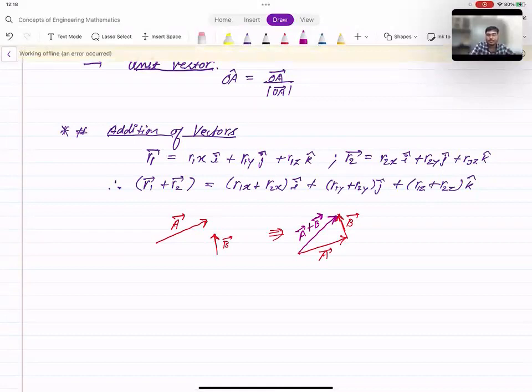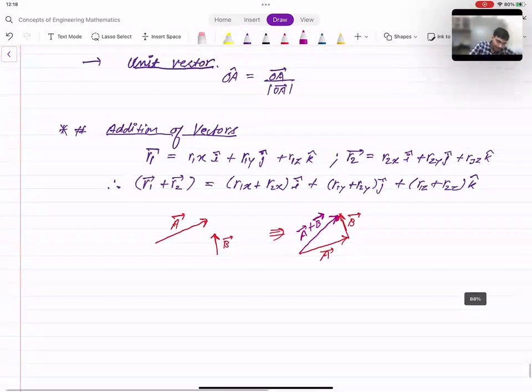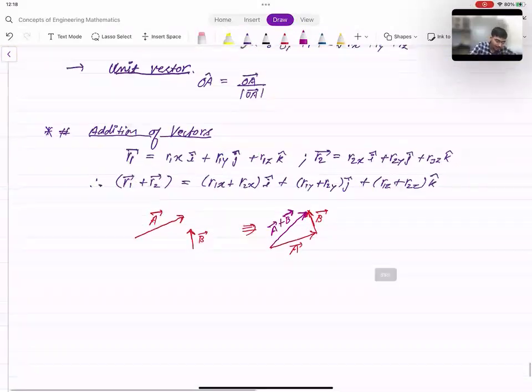If you perform this using the coordinates, then also you'll get the same result, that this represents the summation of the vectors. And the vector summation or addition of vectors is commutative, that will be providing the same result. So suppose we add vector B to A, this is vector A plus B. If we write vector B plus A, then how can we write that? Let us see.